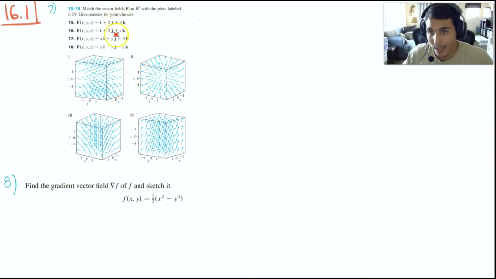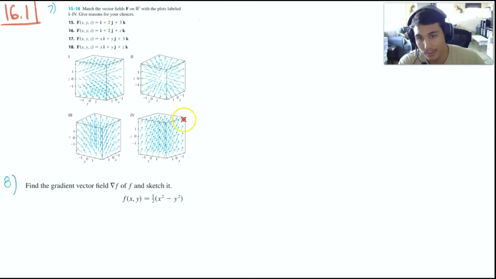Okay, so we want to match the field with the correct vector. Number 15 says we have a field with an I, a J, and a K component. Now, if we look at the scalar right next to the I, J, and K, I is 1, J is 2, and K is 3, right?